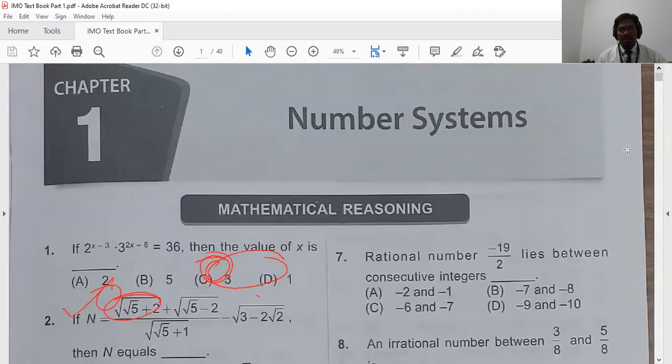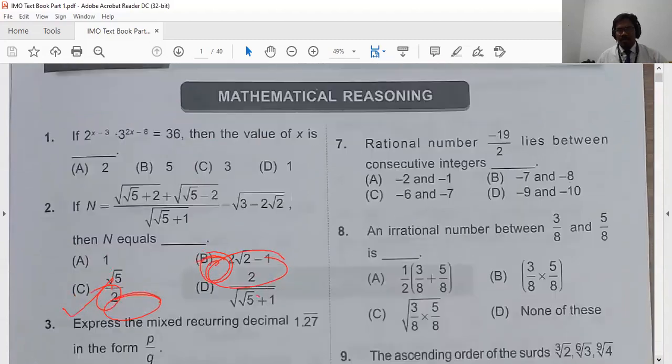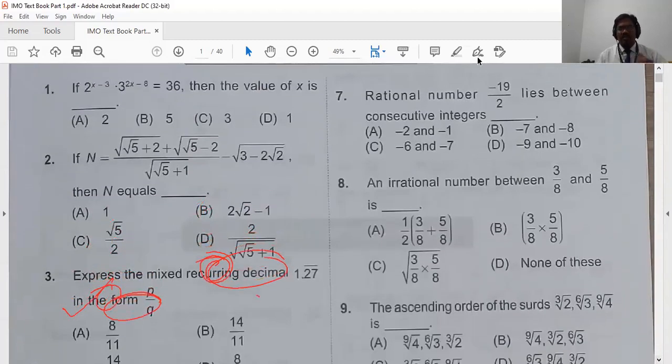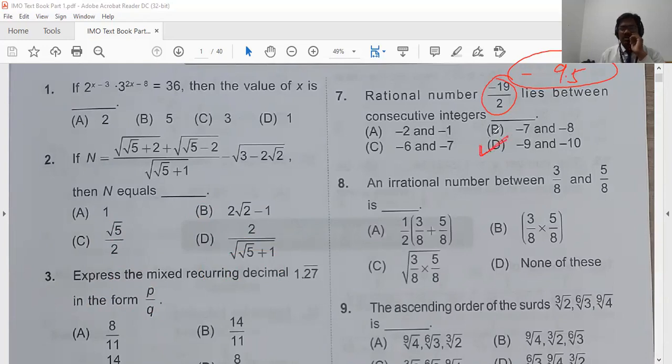Let me see, question 7 is this. This question is very easy, you can solve it yourself also. The rational number minus 19 upon 2 lies between consecutive integers. So this is actually minus 9.5, so 9.5 will lie between these two. This is the correct option.